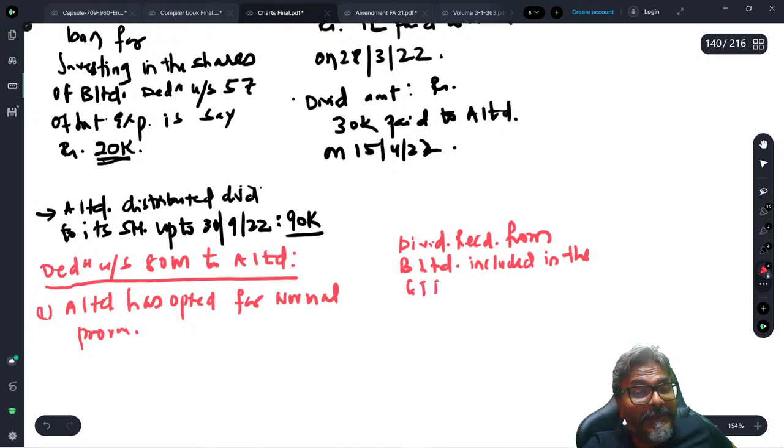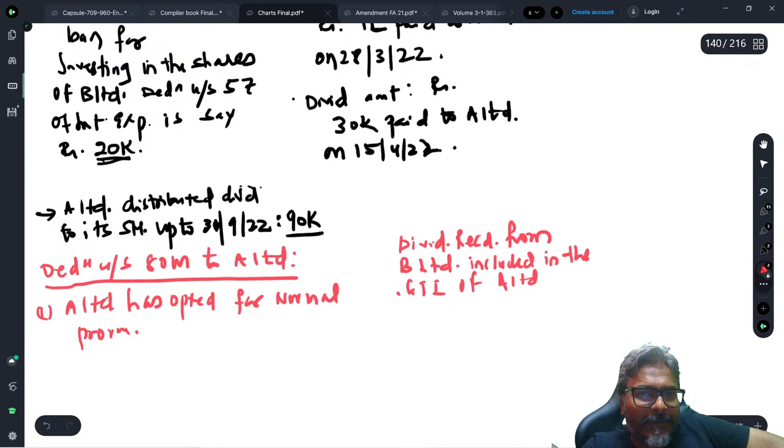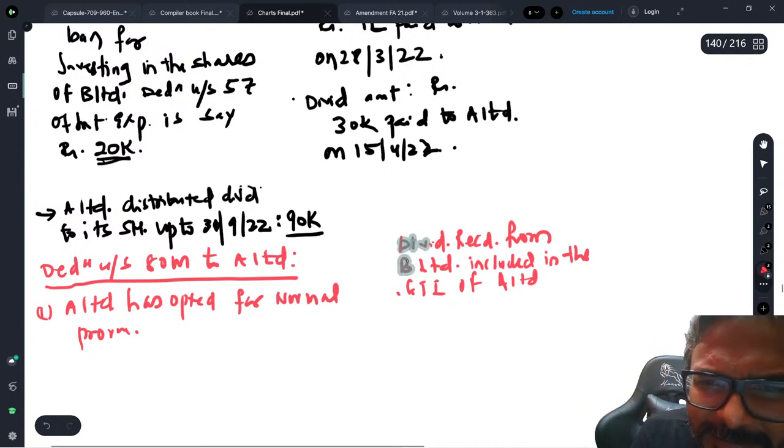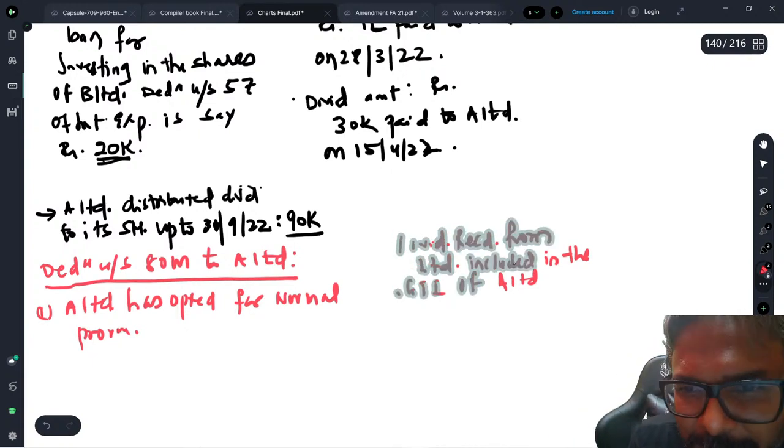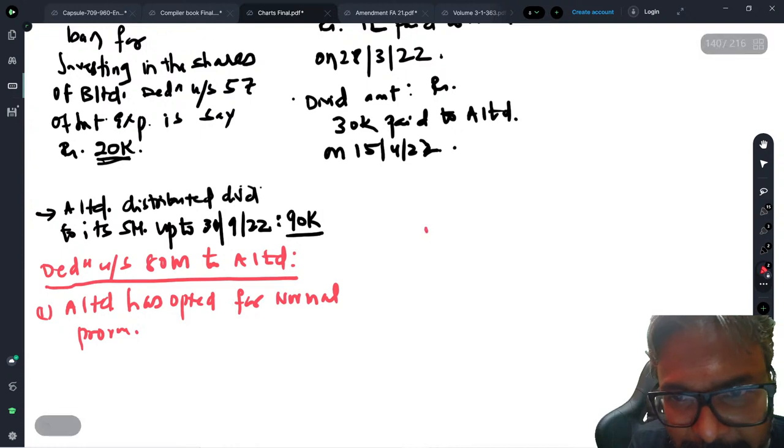You tell me now, this is such a googly. Let me see how many of you can answer. Dividend received from B Limited included in the GTI of A Limited. Let me see. Now only the things will get very clear. I'll just write a bit about it, friends. Let me see how many of you can answer this. Now only we say in Hindi, doodh ka doodh and pani ka pani.